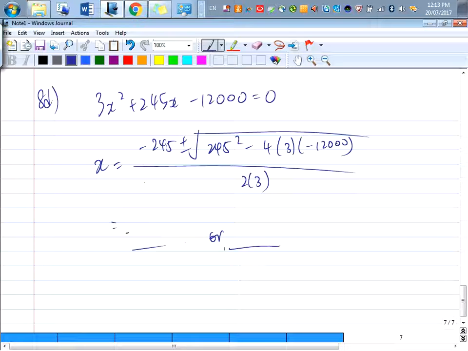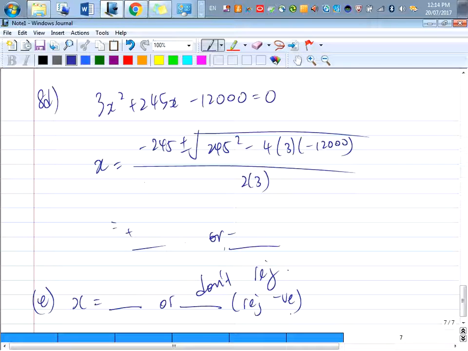I want two answers. One positive, one negative. Don't reject, because question says solve the equation. However, you must keep in mind this x is used for minutes in part A. So time shouldn't be negative. Then in part E, we state x equals to whatever or whatever, then we reject negative. Okay, we start off with this, so that we can continue to use the positive value for time in order to calculate its average speed.